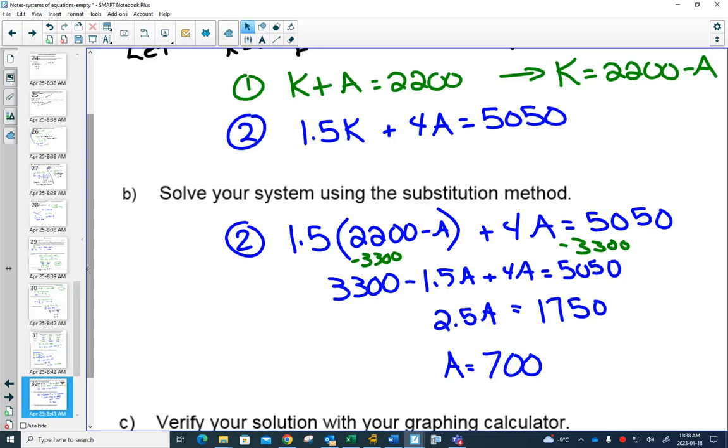So if A is 700, that would tell me, how many kids would there be? 1,500. We would double check this to see if it works. Obviously it works with equation number 1, but 1.5 times 1,500 plus 4 times 700 is 5,050, it works.